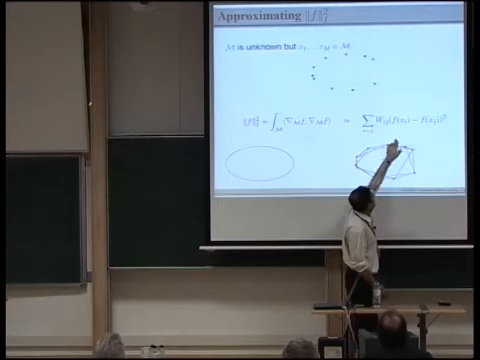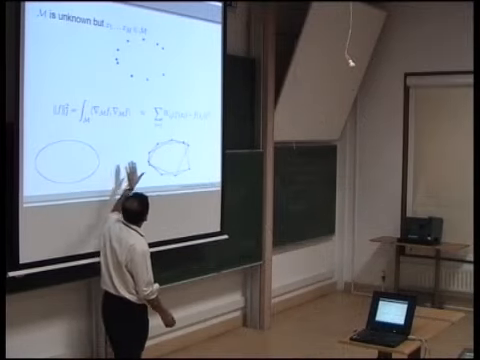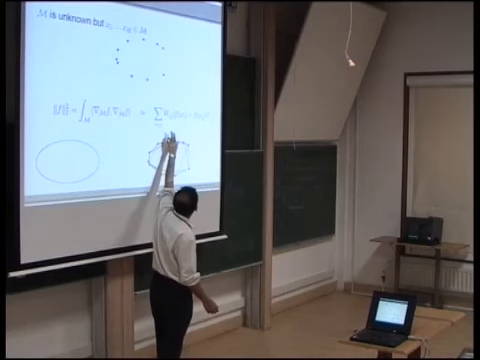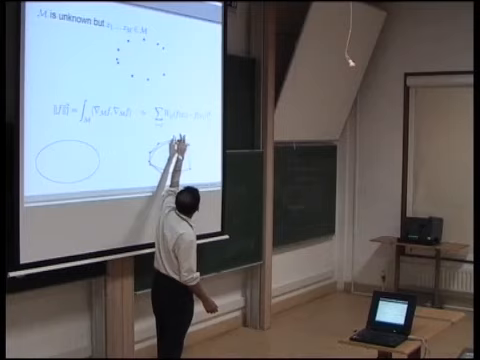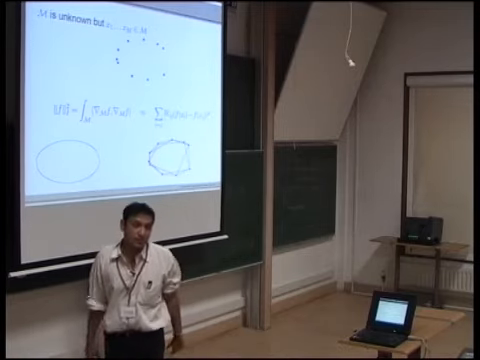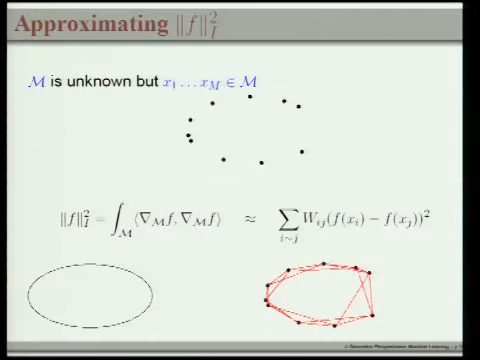And see, you wanted to make the function f smooth on the manifold. Here you are trying to make the function smooth on the graph, so that from point i to point j the function does not change very much if i is connected to j. If i is not connected to j, then you do not care. So, you see, this is an approximation to this. So far it is just a heuristic approximation.